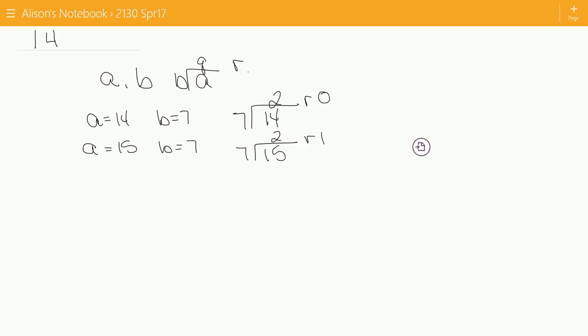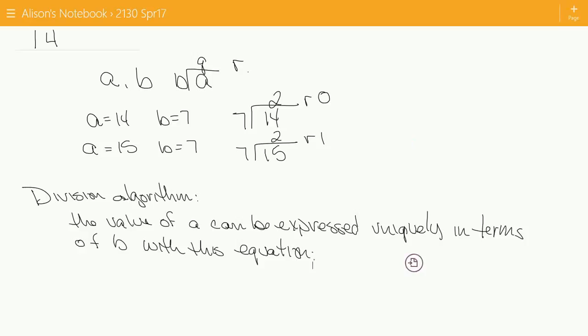The division algorithm tells me that the value of a can be expressed uniquely in terms of b by the following equation. The equation is that the value of a is a representation of the value of b multiplied by a quotient plus a remainder.